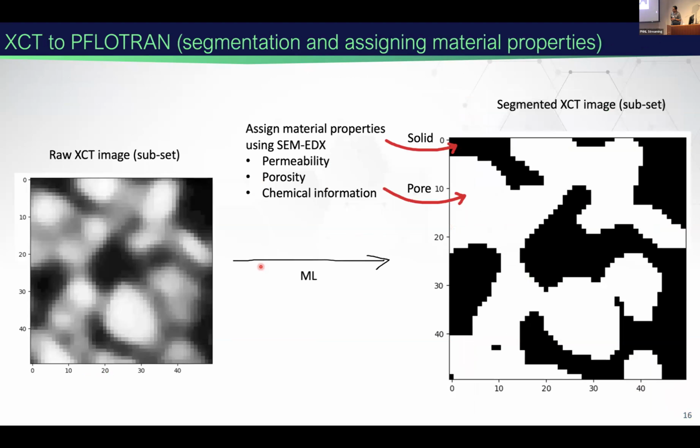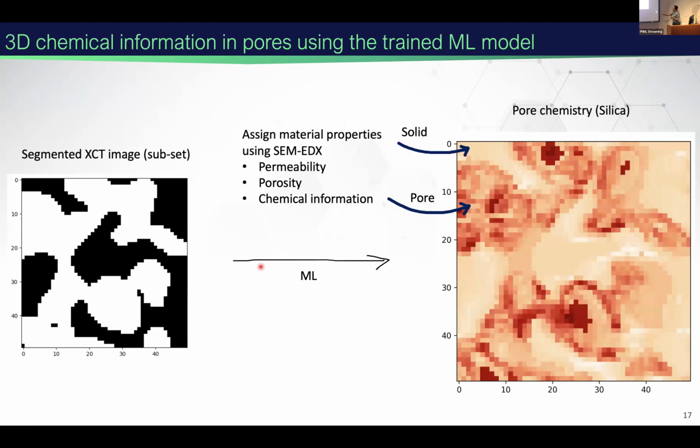Okay, so how are we going to upscale? Let me get to the bottom of this quickly. You have a raw XCT image. We are going to use a simple segmentation to transform this into a binary image with pore and solid structure, so they should be interlaid. Once we get that information, we are going to use a trained machine learning model on this segmented image to fill in what is a pore and what is a solid. The darker regions represent the pore and the lighter regions represent the solid.